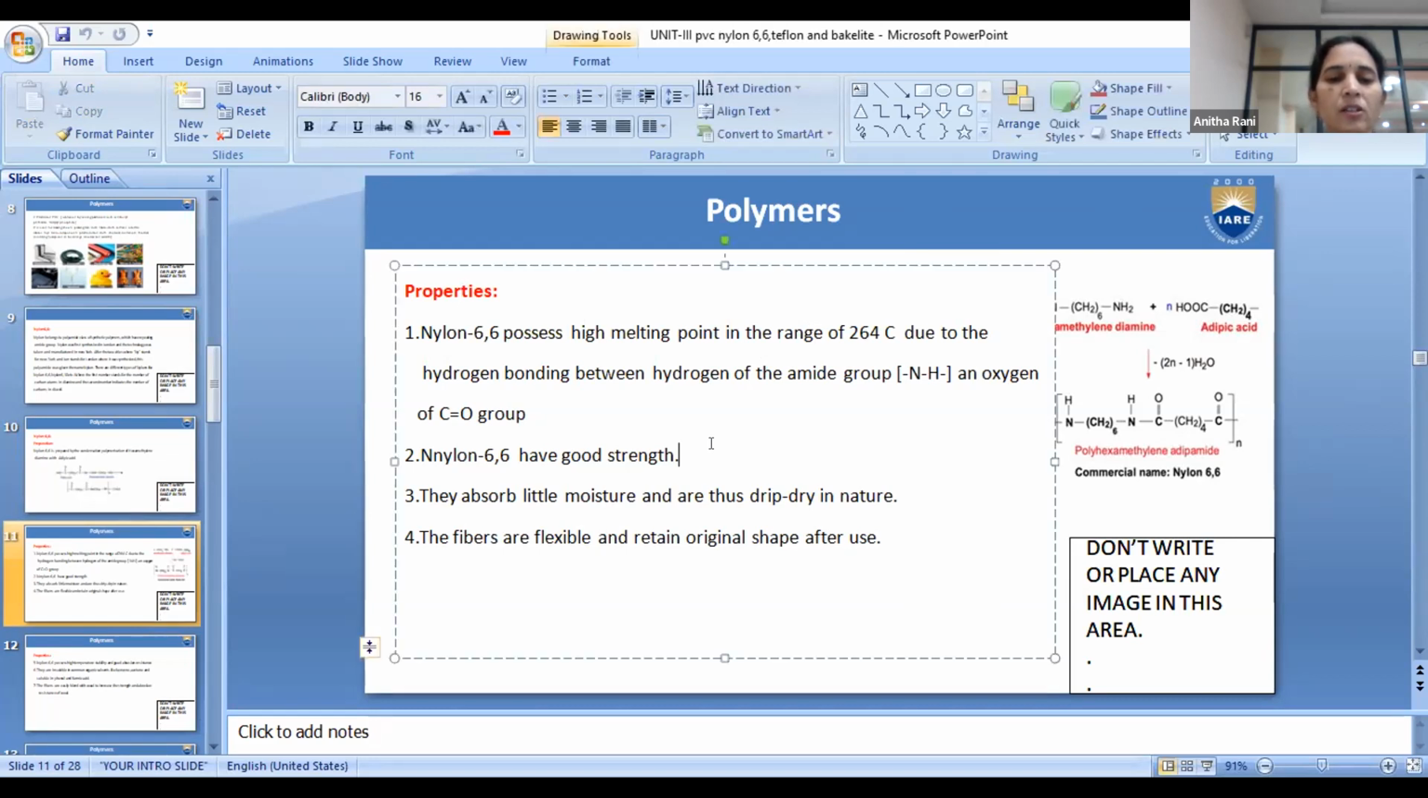And the second point, nylon 6,6 has good strength. They absorb little moisture and are thus drip dry in nature. It will dry very fast. And these fibers are flexible and retain their original shape after use.